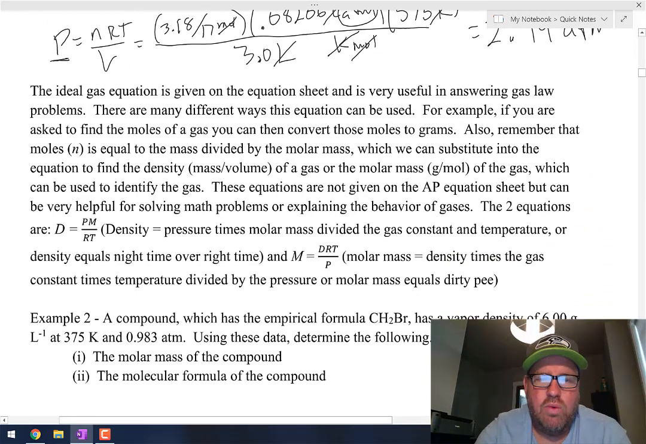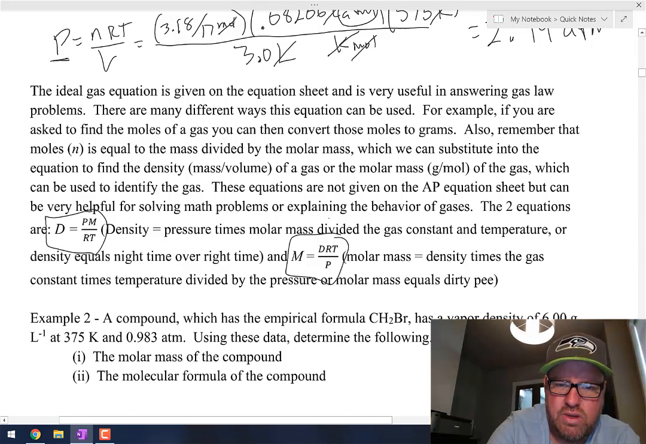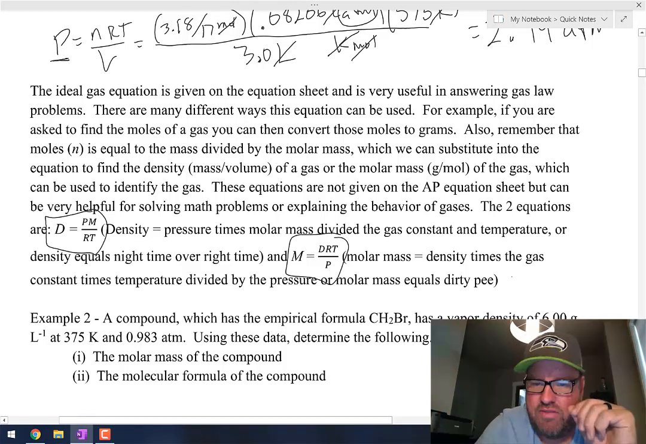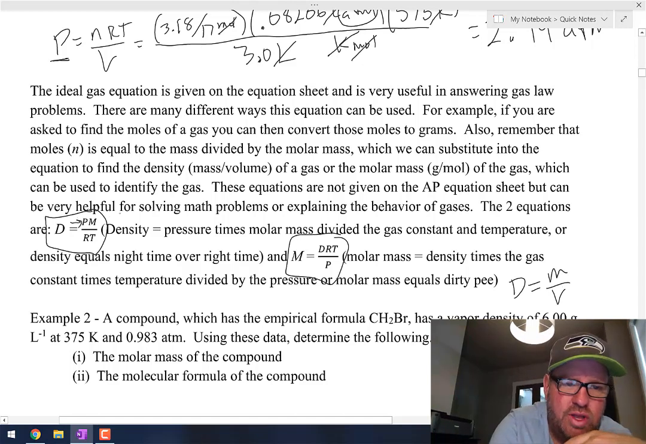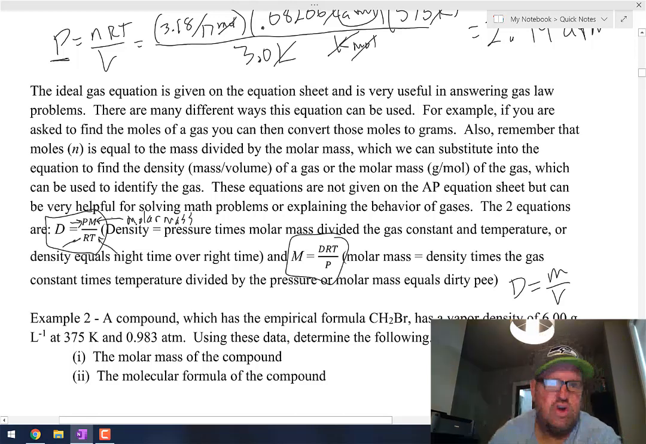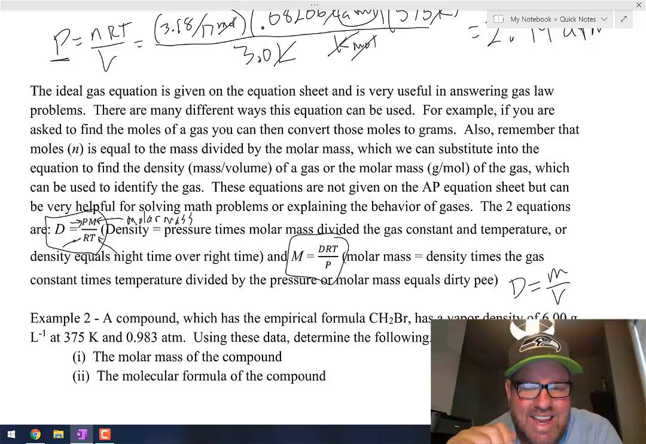Now, two of the equations that you can find using the ideal gas equation are these equations right here. You can find the density of a gas. One of the ways, as we know, to find density is density equals mass over volume. But a lot of times they won't give you the mass or the volume. They'll give you the pressure, this big M here, which stands for molar mass, and then R, that same gas constant, and T, the temperature in Kelvin. You could take the pressure, multiply it by its molar mass, divide by R, and divide by T to get the density of a gas.